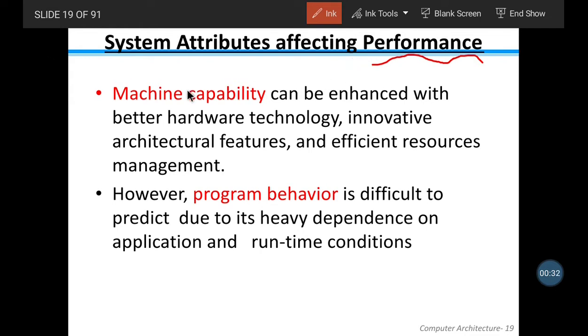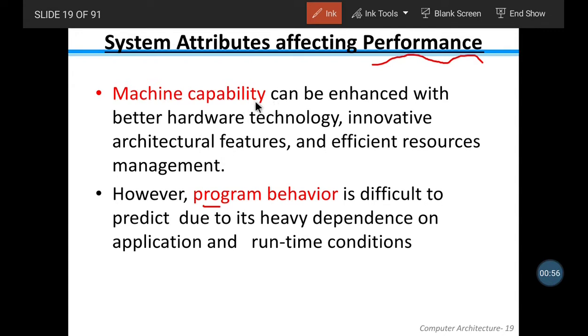Okay. Again, the ideal performance of a computer system depends on a perfect match between the machine capability and program behavior. Okay, because on the machine we are running the program, so there are two main system attributes. One is machine, and one more is program behavior.